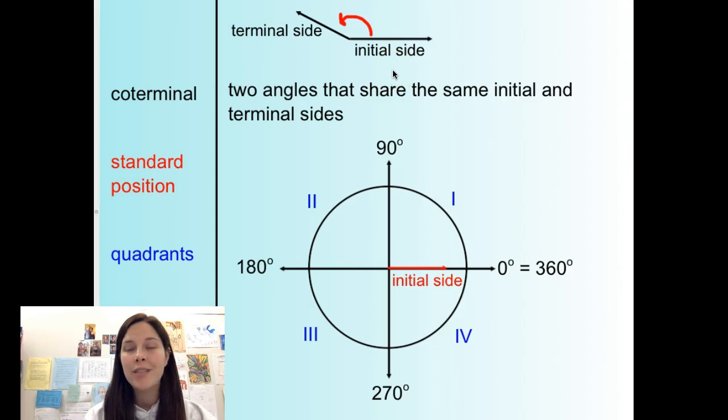Each angle now, instead of just being two rays meeting at a point, has an initial side, the ray that is that starting point, and then the terminal side, which is where it gets rotated to. Coterminal are two angles that share the same initial and terminal side. You might think those are the exact same angle, but when you are rotating a ray around a point, you can rotate it more than a full circle. So they can end up being different angle measurements, but still looking the same.